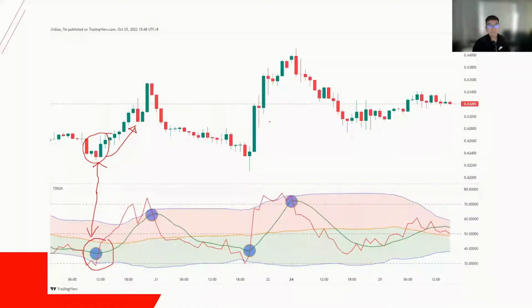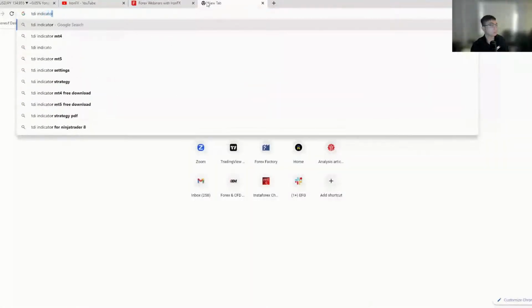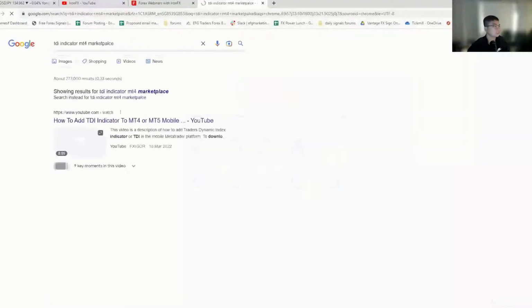Okay, Peter, you are using MetaTrader 4. How can you put TDI on your screen? So you can actually download the TDI indicator for MT4. It should be on the marketplace.